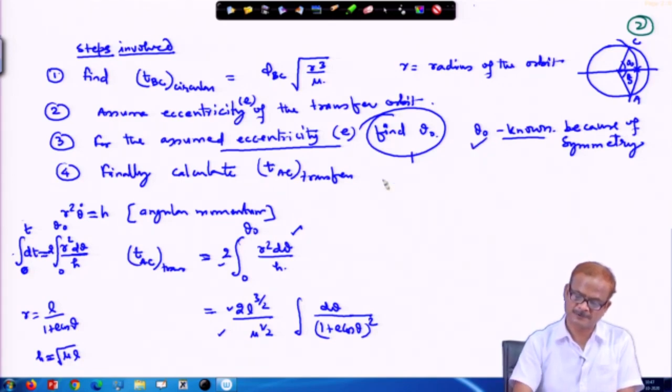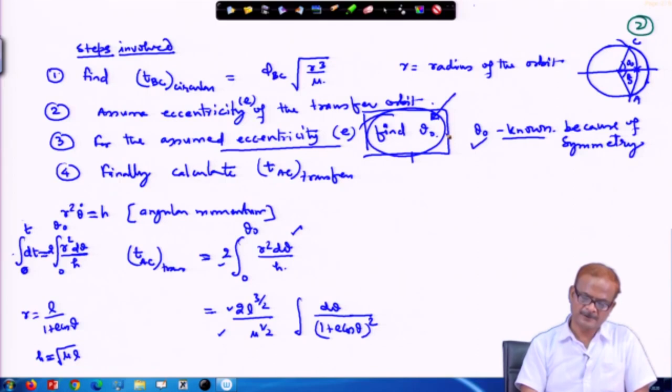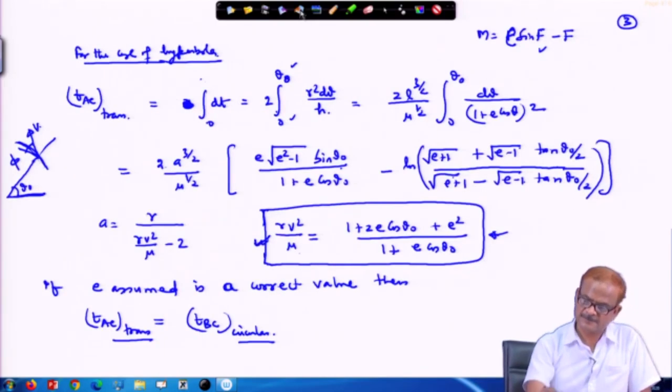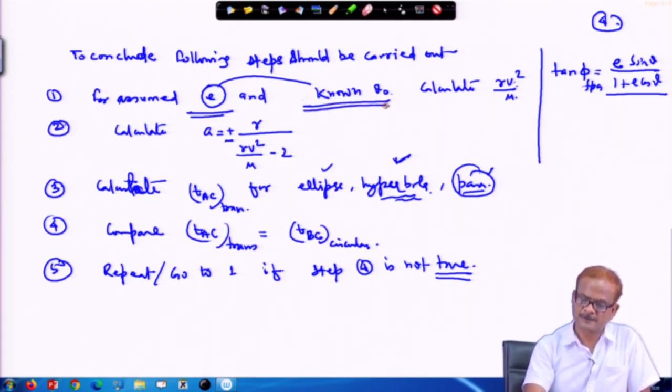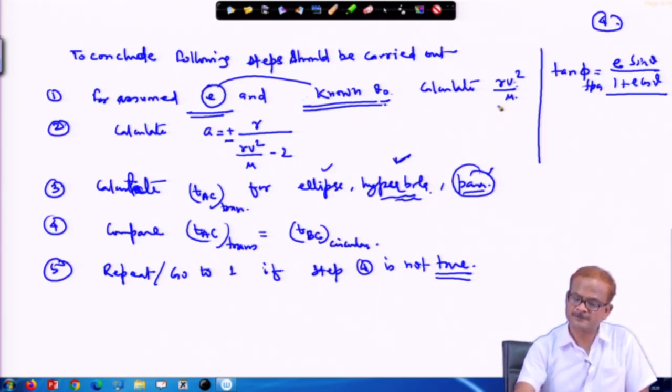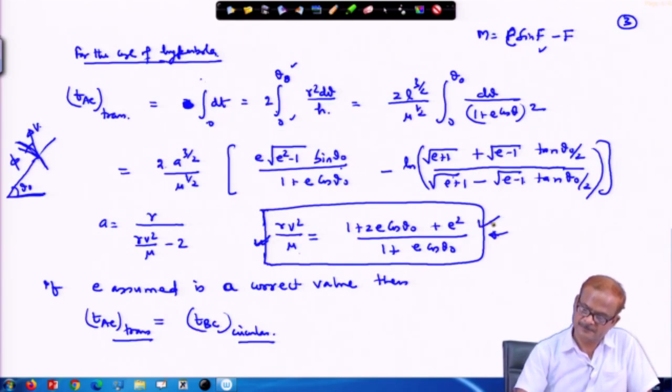But in the elliptic case, if you have the original orbit in which the satellites are moving, if it is elliptic, then in that case you need to find theta 0. So, therefore, here it is written for assumed E and known theta 0. For circular orbit you do not require to work out theta 0, but for elliptical orbit you need to. And once you know theta 0, r v square divided by mu can be computed using this equation we have written earlier.